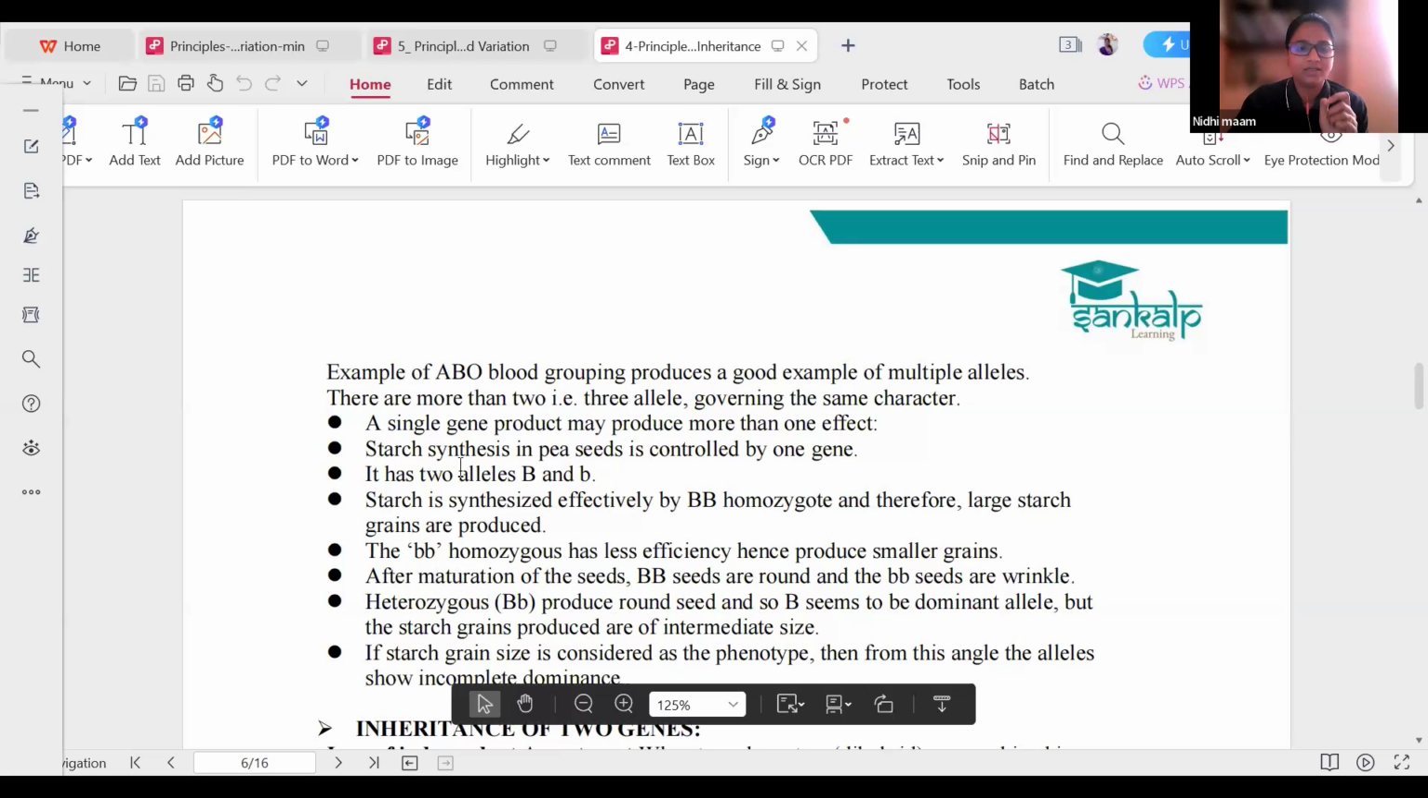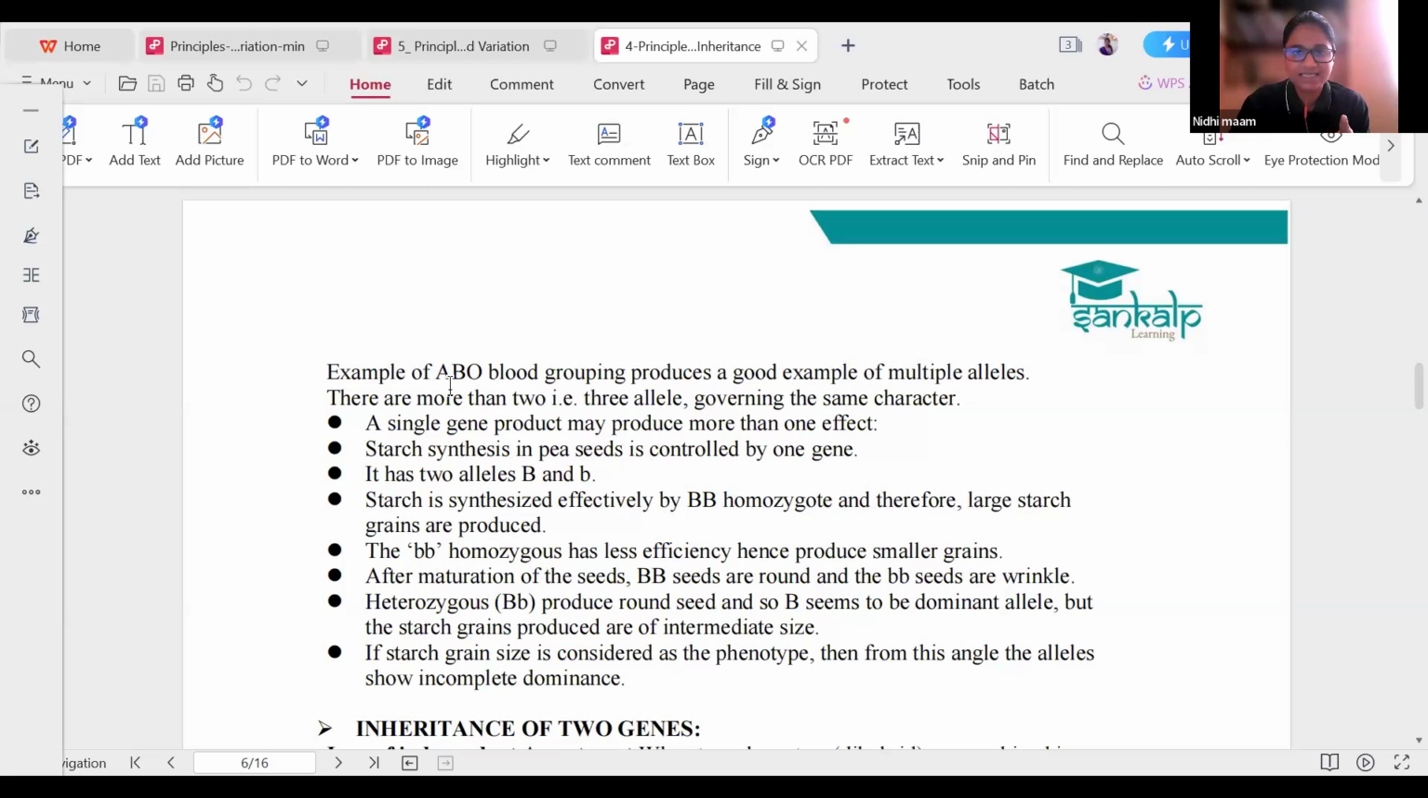So the ABO blood group is an example of multiple alleles. It is also an example of codominance, because when the blood group is AB, it is an example of codominance.